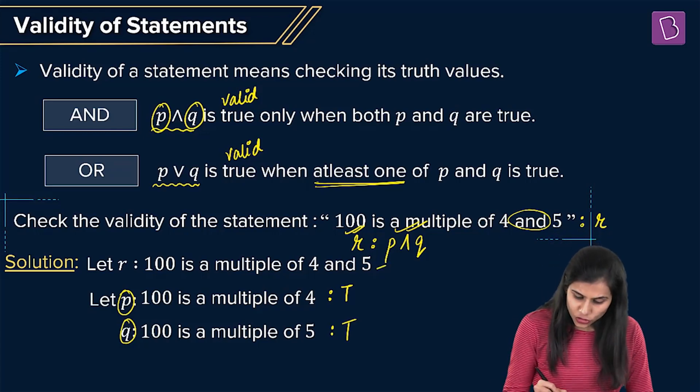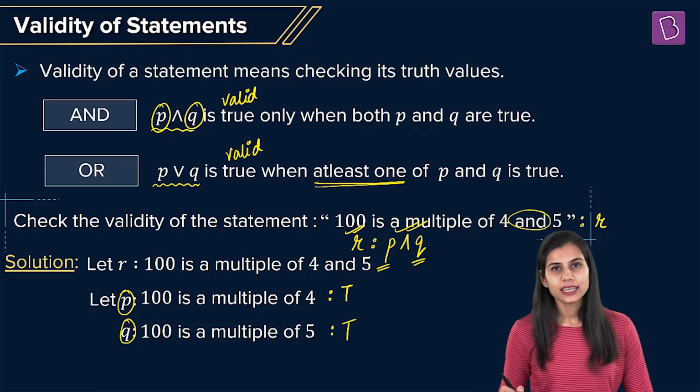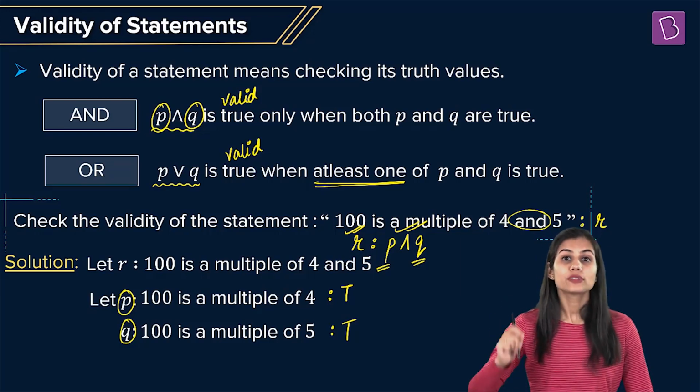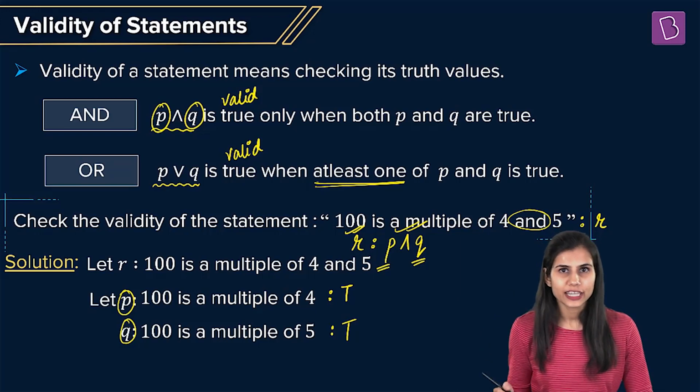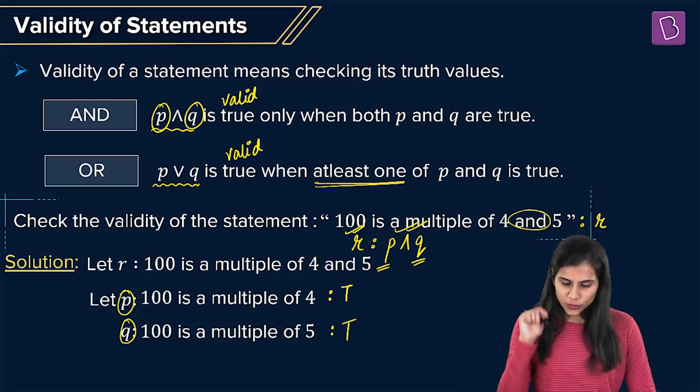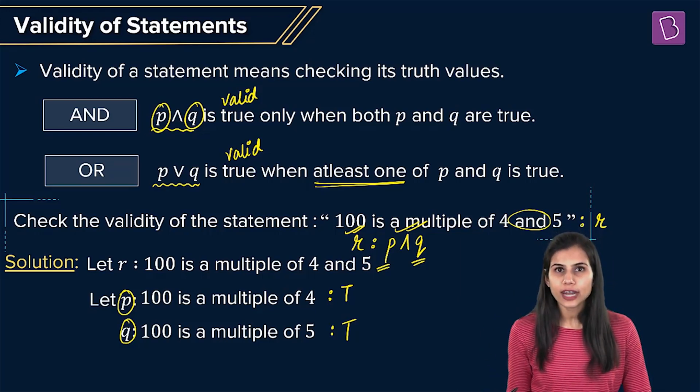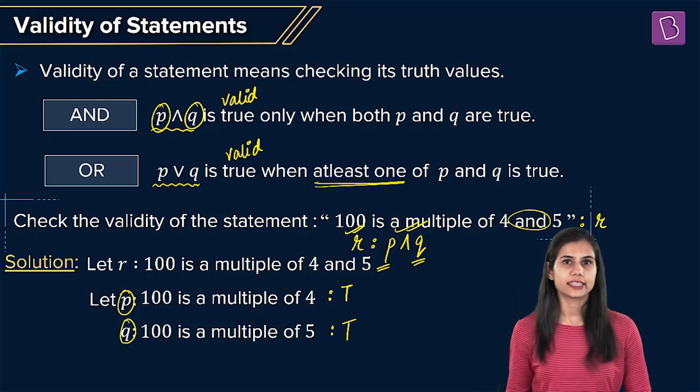Thus, because each of the component statements are having their truth values as true, that is why the conjunction statement will also be declared to be true, that is valid. So in here, 100 is a multiple of 4 and 5 is definitely a valid statement. Got it?